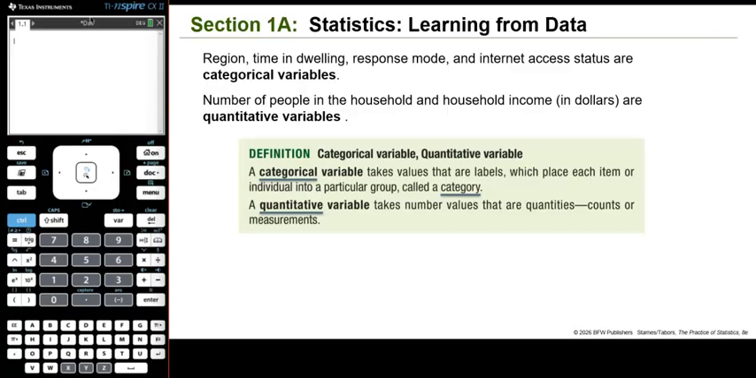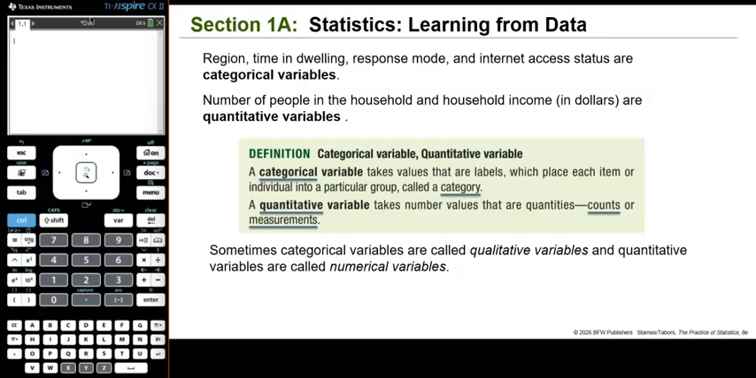But again, you got to be careful. Categorical or counts or measurements. I like those descriptions a lot there in that wording there. Sometimes they call them qualitative. It's not the new name for this.